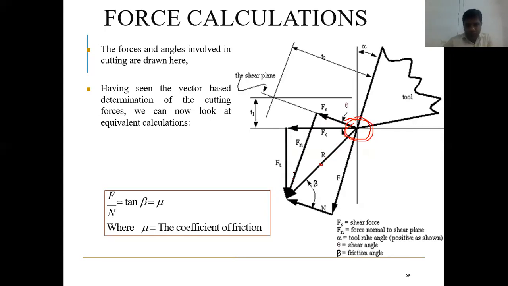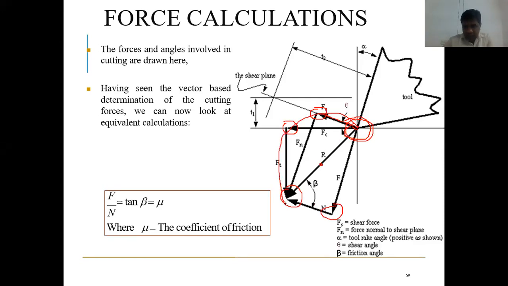The directions may change, but the magnitude is the same. For example, take R and R bar: the directions are opposite, but the magnitude is the same. So R is common for all three sets of forces. We take the center of this R as a center point and construct one circle. The circle passes through all the important points where these forces meet, from this point, this point, and this point.